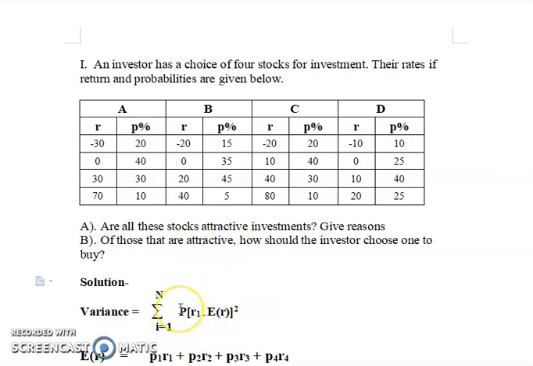See here, one, you have the probability. Another one, you have the return. Then you also have to find out the expected return. How do you find out the expected return? Very easy. You already studied this in your financial management. For the expected return for each stock, we have to multiply the return by the probability. That is the easiest way.